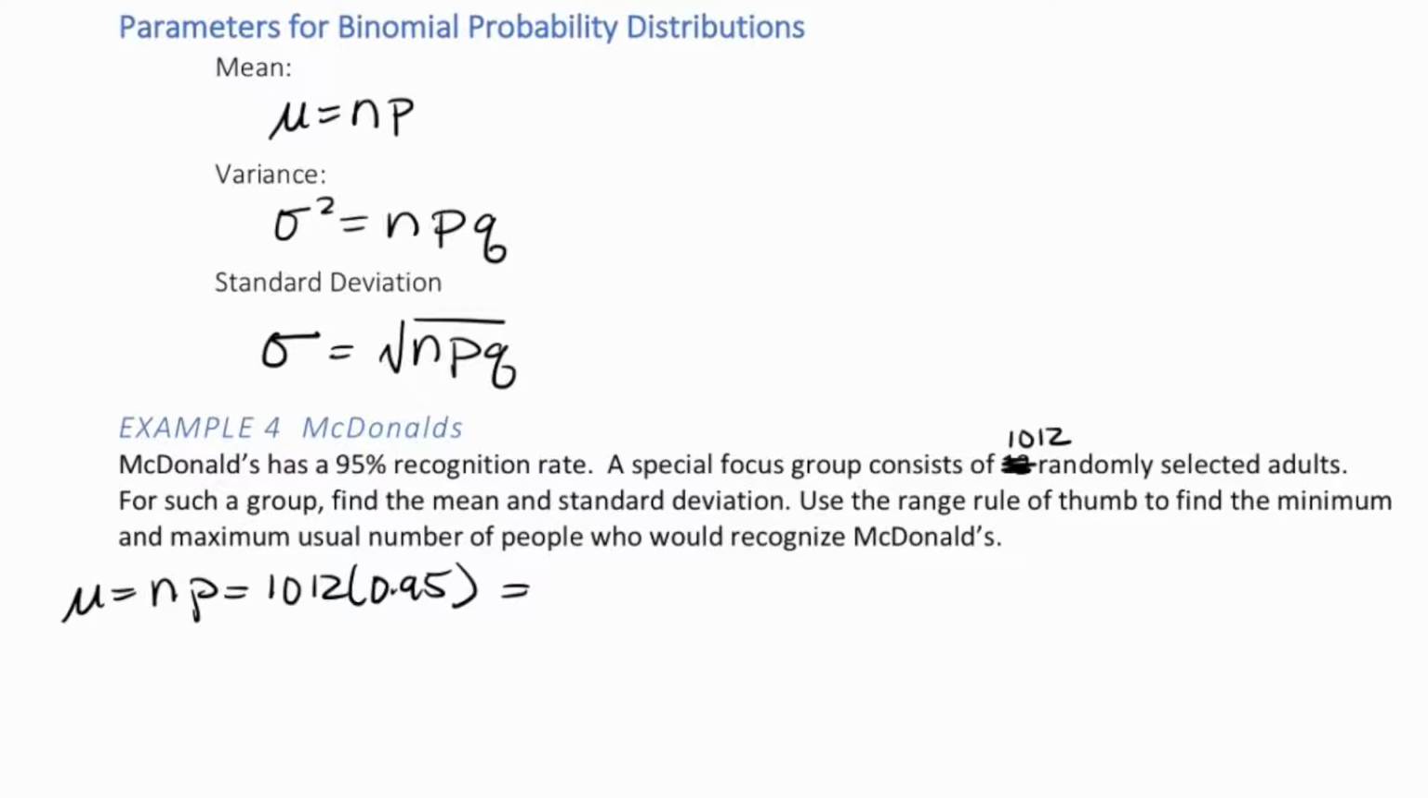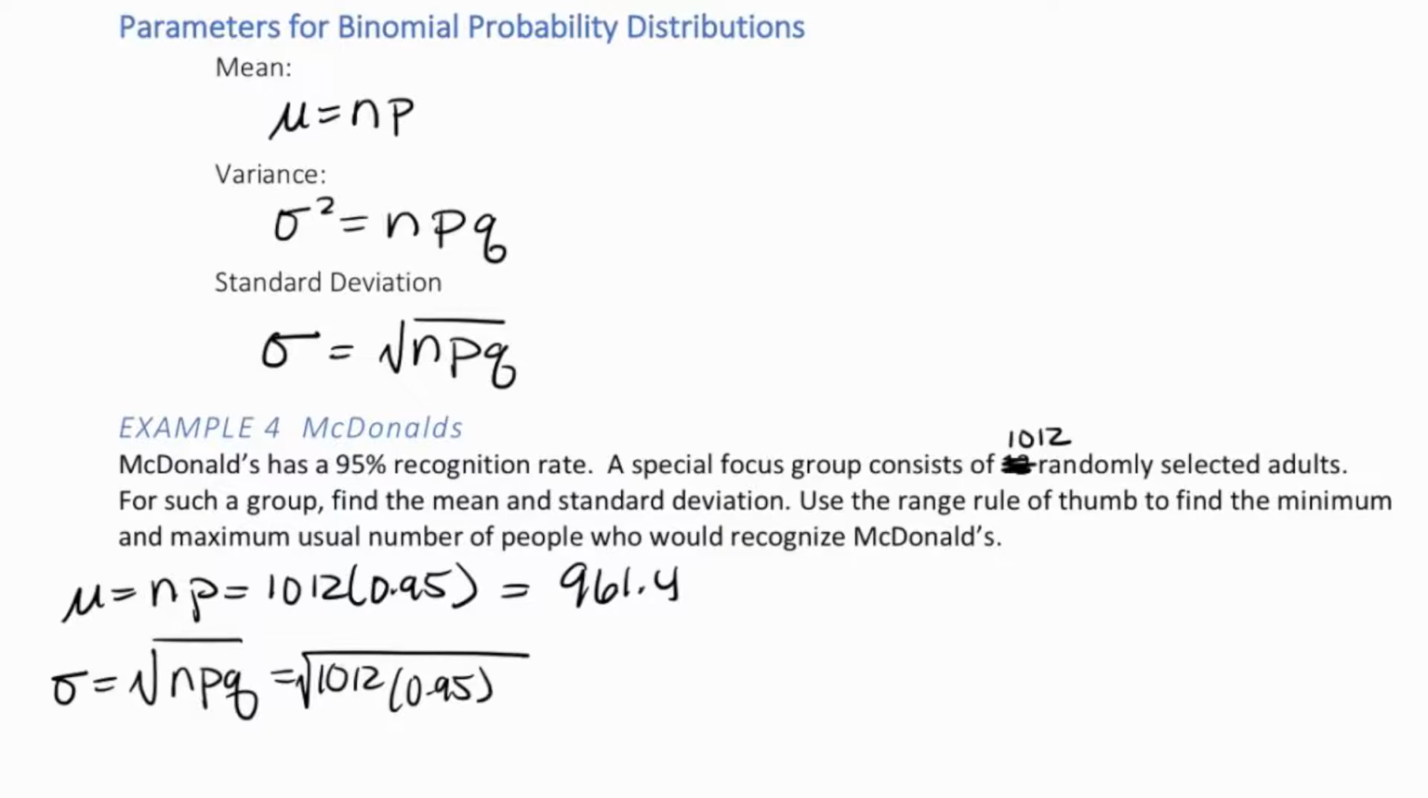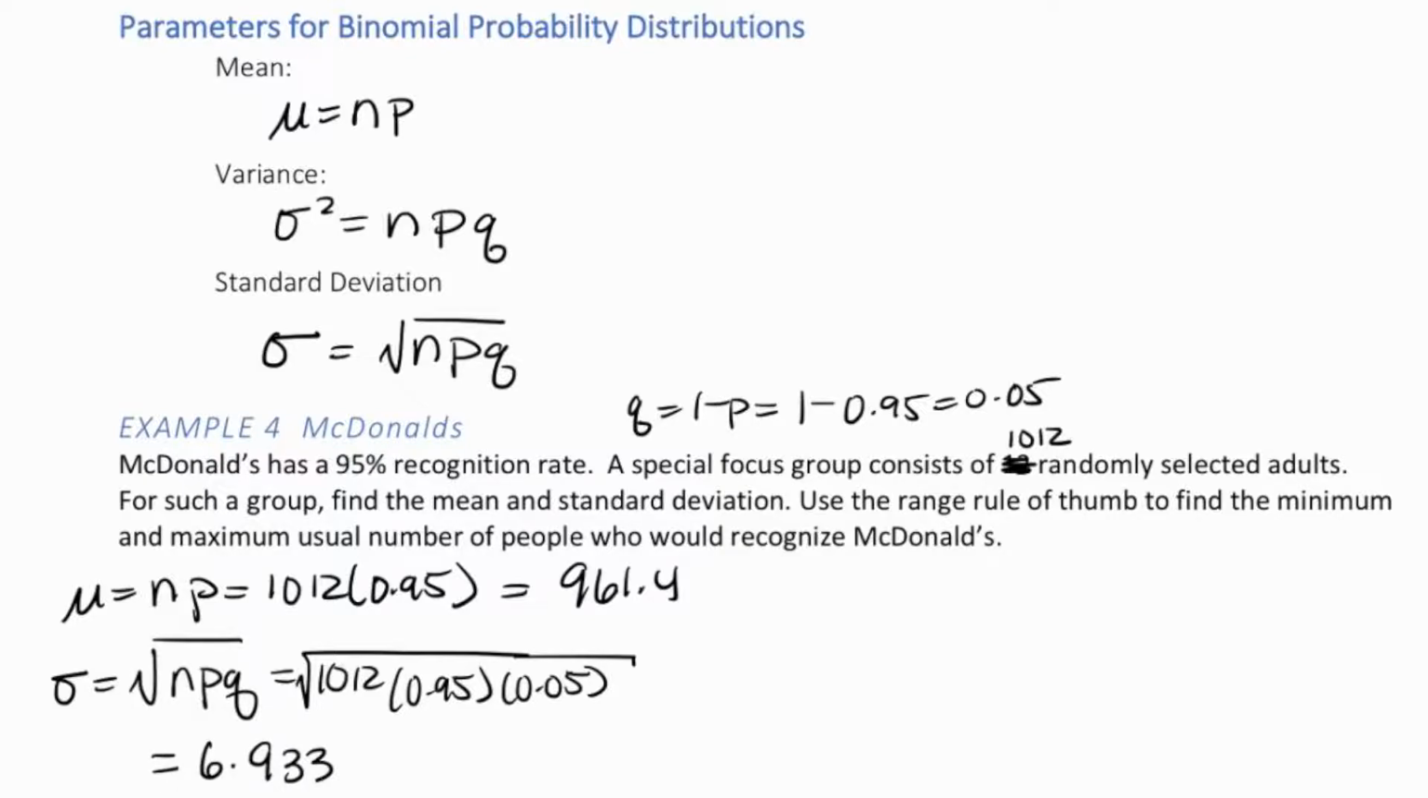So this is 961.4. Now our standard deviation is the square root of npq, so that is the square root of 1012 times 0.95 times q. And again, what is q? Q equals 1 minus p, so 1 minus 0.95, so 0.05. And that is about, well, on your calculator you should have 6.9.